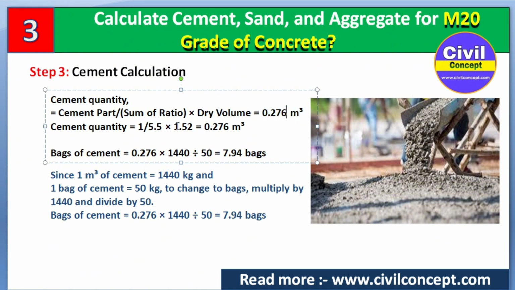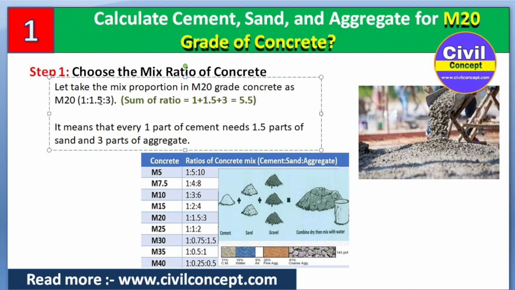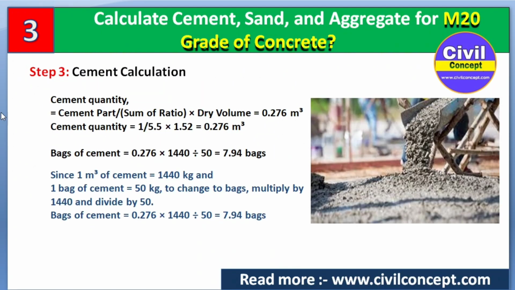0.276 meter cube. The calculation is given below. Here you can see 1 is the part of cement, because we have taken M20 grade of concrete: 1 part of cement, 1.5 parts of sand and 3 parts of aggregate. Here the sum of ratio is 5.5 and the dry volume is 1.52. When we calculate this, we get 0.276 meter cube. This is the volume of actual cement.